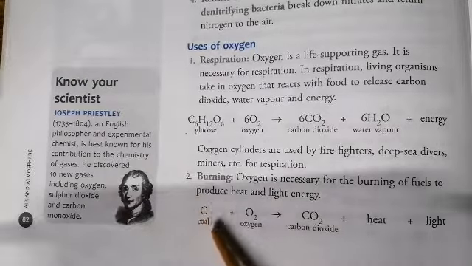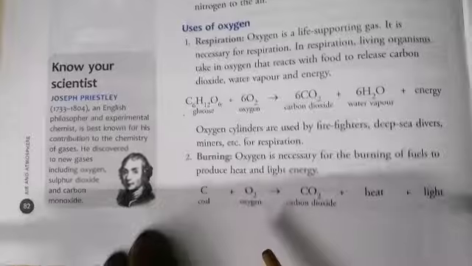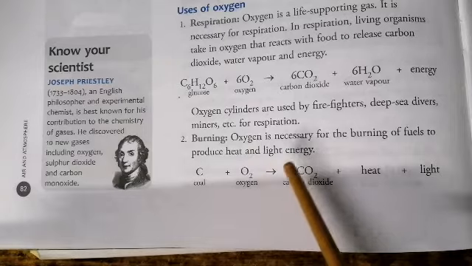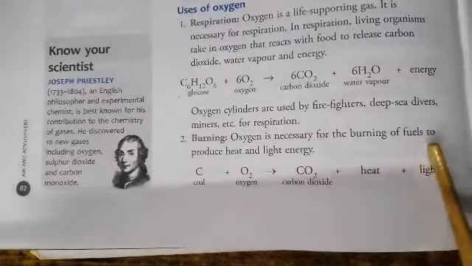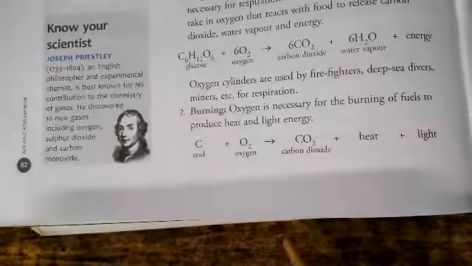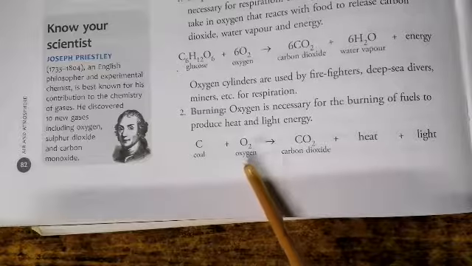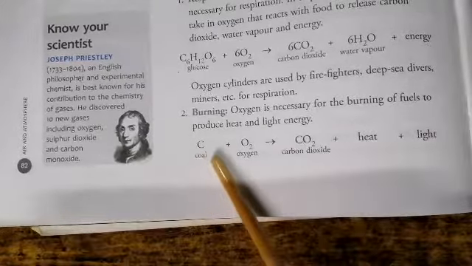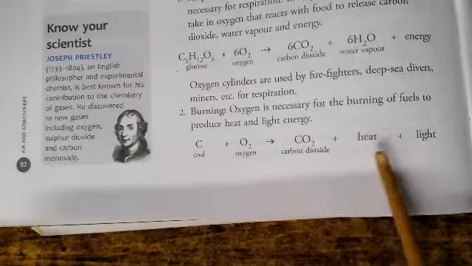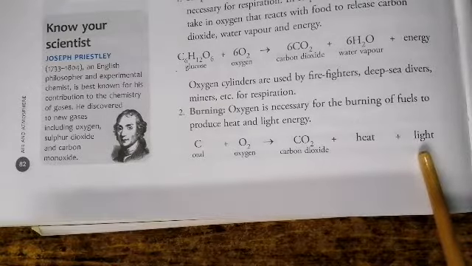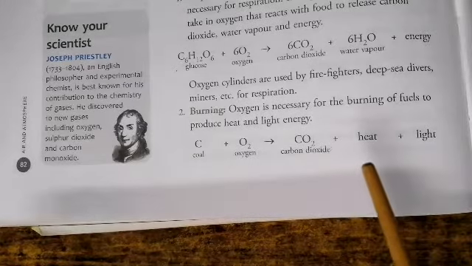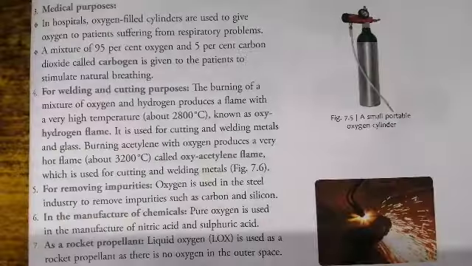Next one is burning. When you burn maybe petrol, diesel, let's say kerosene oil, wood, you need oxygen. So oxygen is necessary for the burning of fuels to produce heat and light energy. Now, let us take a quick look at the chemical reaction taking place. Let's say you are burning coal or coke in oxygen. It gives you carbon dioxide, heat energy, and light energy is given off. So these are some of the important uses of oxygen.